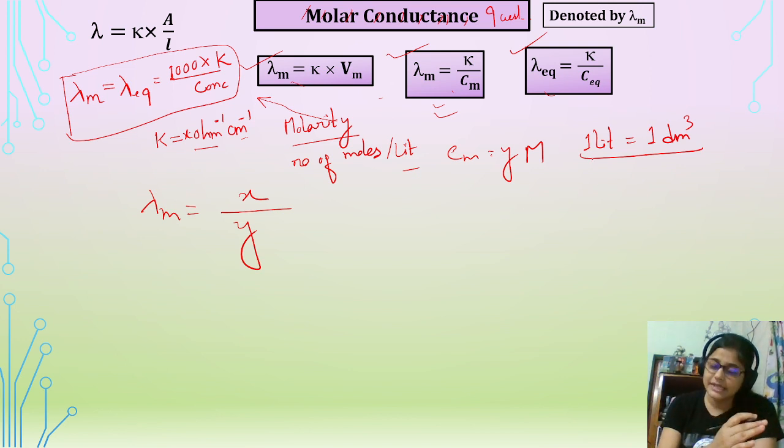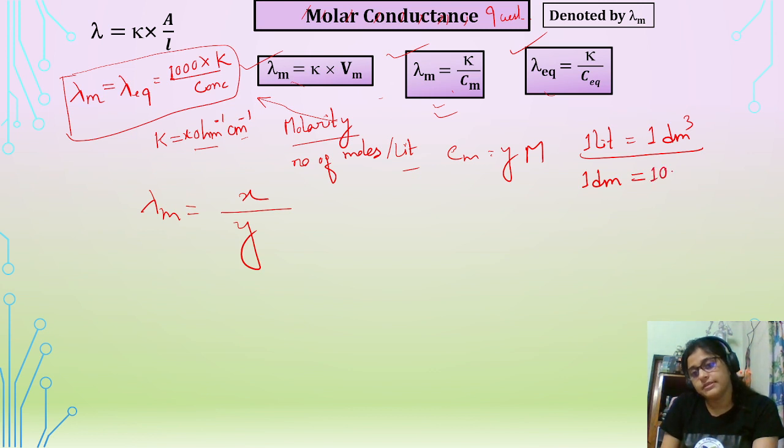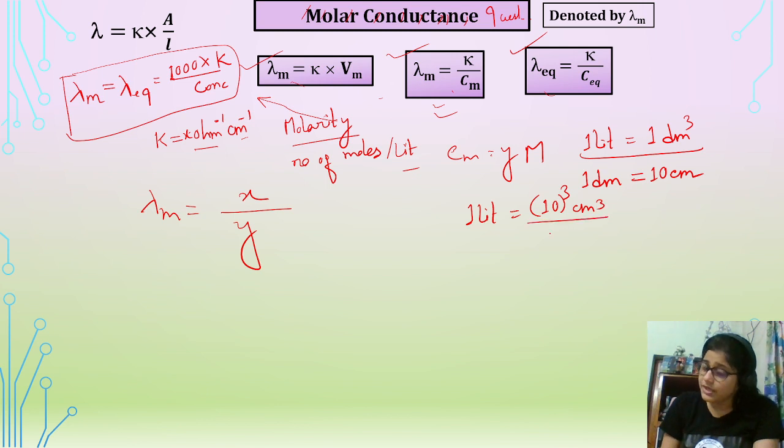So decimeter and centimeter are related. All are length units, right? So we have to convert the decimeter unit to centimeter. How? We know decimeter and after that centimeter is there. So 1 decimeter is equal to 10 centimeter. Fine. Now 1 liter is equal to 1 decimeter cube, which means 10 to the power 3 cm cube. Clear?